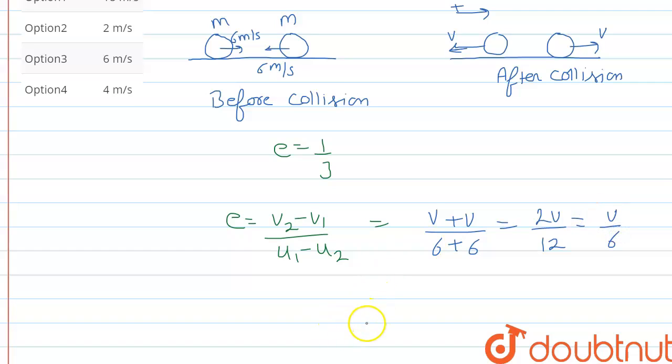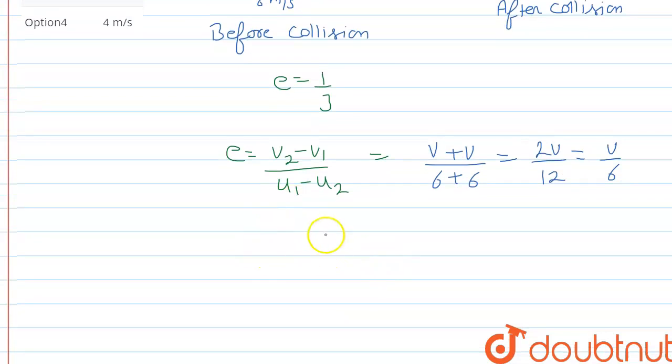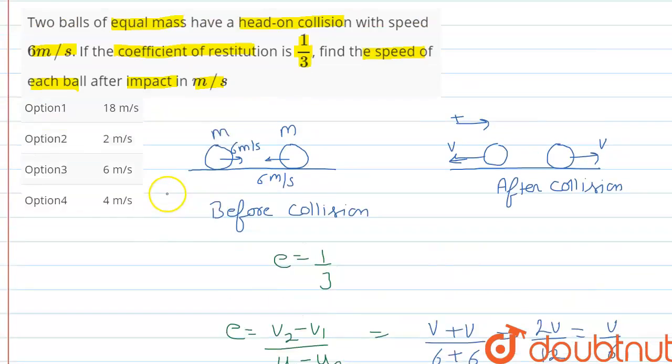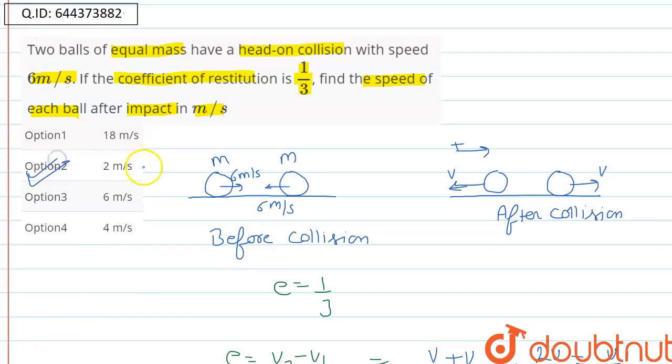Now the value of e is given to us, that is 1/3, so we will write v upon 6 is equal to 1/3, that is v is equal to 2 meters per second. So this is the speed of each ball after collision. So which option is correct? Option 2 is the correct option, 2 meters per second.